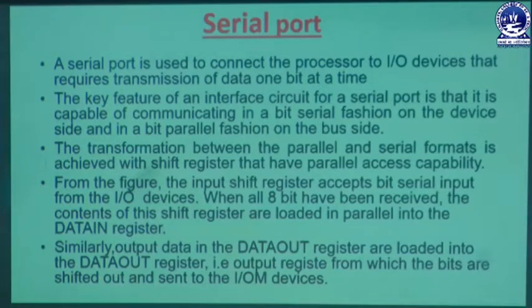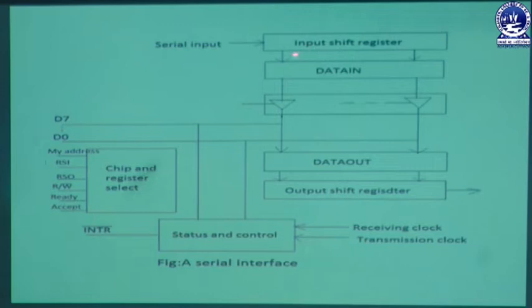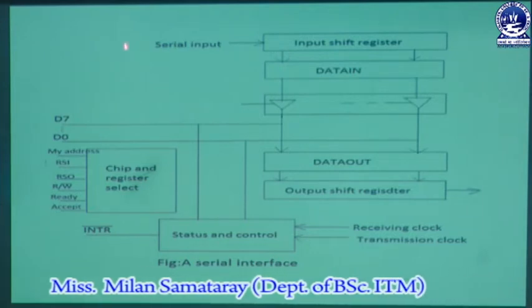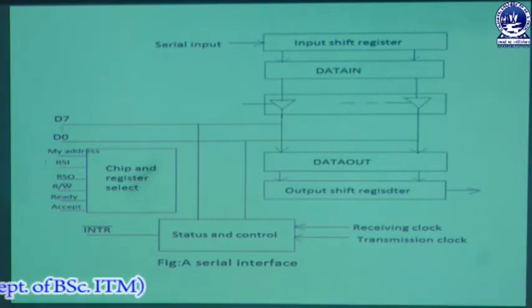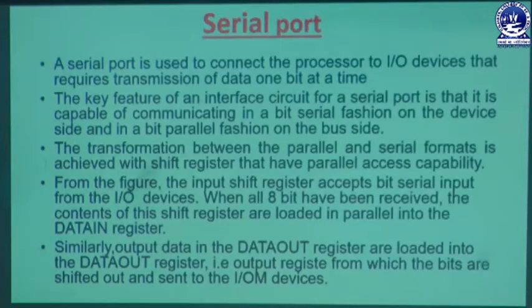In this figure you can see there is an input shift register. Here is our I/O device, and from the device side the inputs are given in a serial format. This input shift register will receive that. The shift register accepts bit serial input from the I/O device, and when all 8 bits have been received, that means the register accepts 8 bits at a single point of time, then the content of the shift register is loaded in parallel into the data in register.